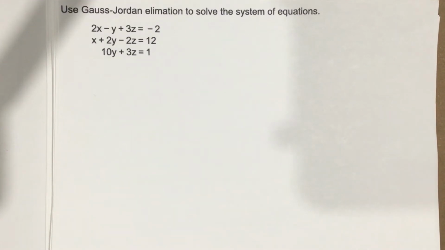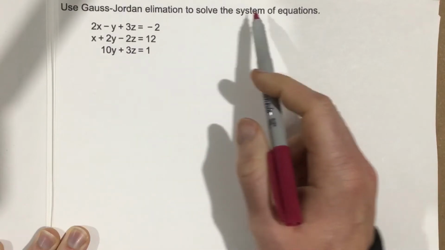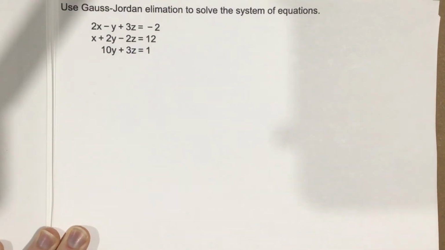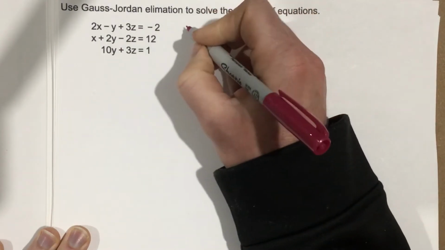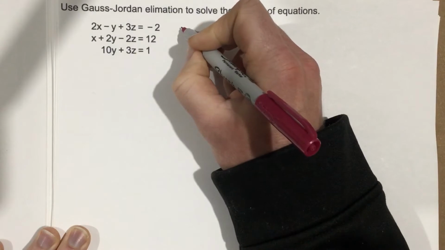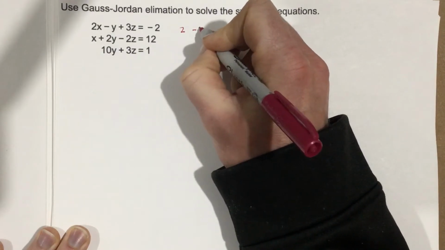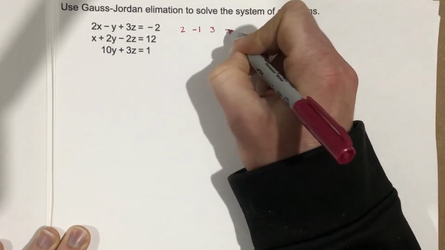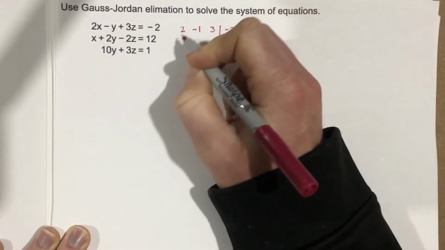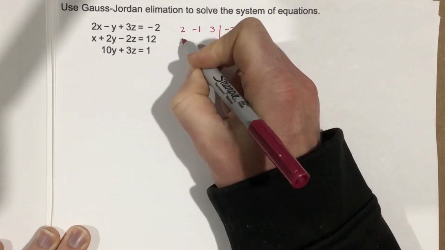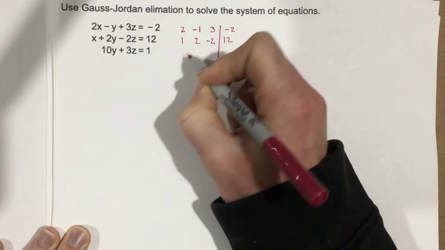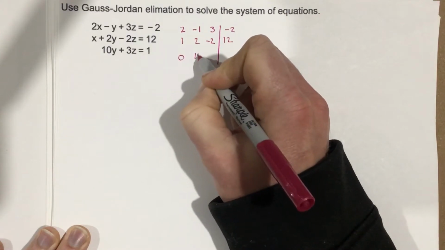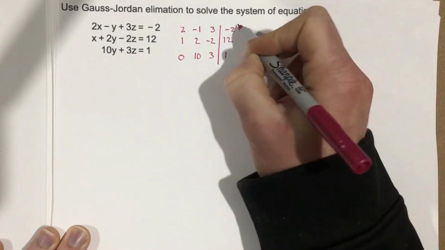This is problem number 5 for assessment number 10. And this problem says use Gauss-Jordan elimination to solve the system of equations. So if we're going to use Gauss-Jordan, let's go ahead and start by writing this system of equations in 3 variables, and putting it into a matrix. So we have 2, -1, 3, -2, 1, 2, -2, 12, 0, 10, 3, 1.